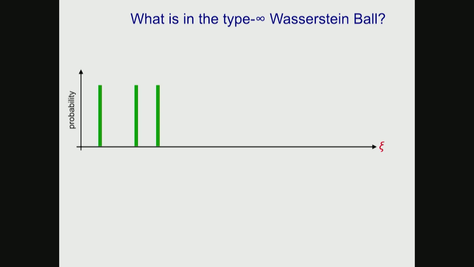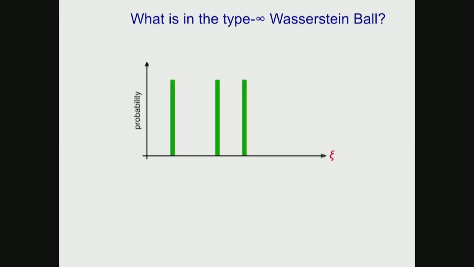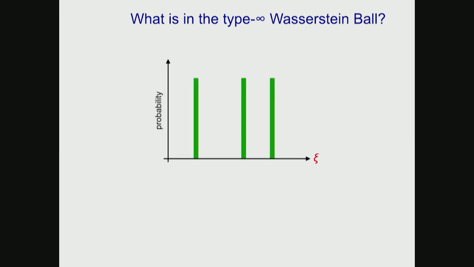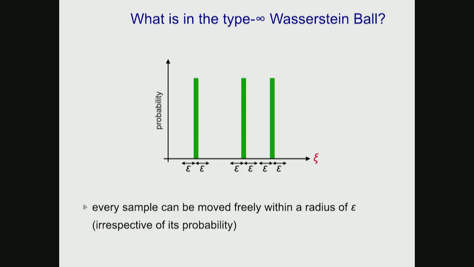It's also instructive to visualize the extreme case of a type infinity Wasserstein ball. Actually, in this case, we can freely move the training samples around or reshape them within a ball of radius epsilon around the location of the corresponding sample. So the type infinity Wasserstein ball is actually the only one in which it is not possible to move probability mass infinitely far away. And in some sense, this is the only Wasserstein ball which does not protect you against these black swans I mentioned before. There may be some scenarios that are too far away from all your training samples.